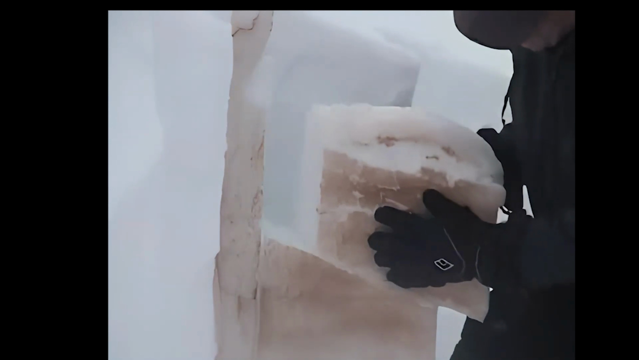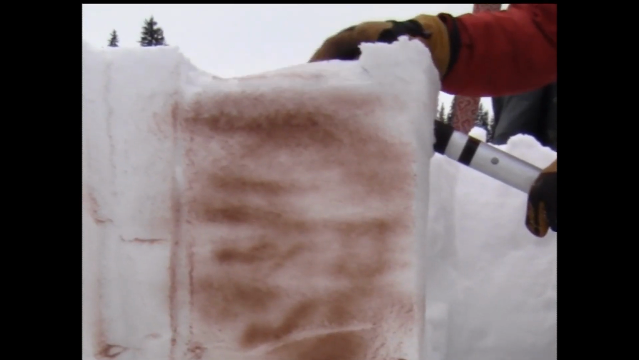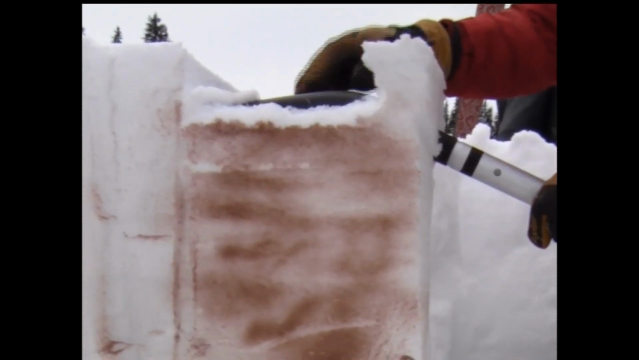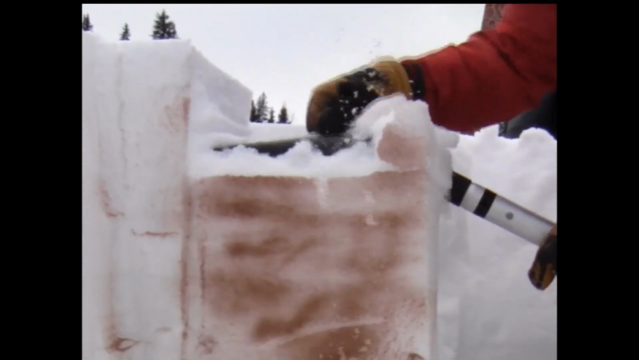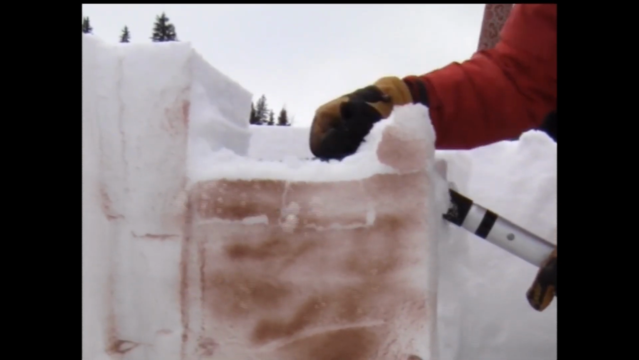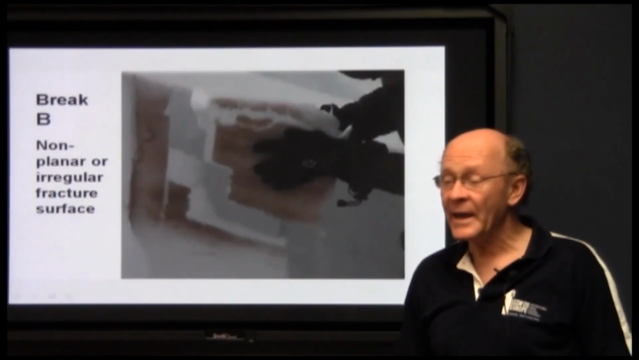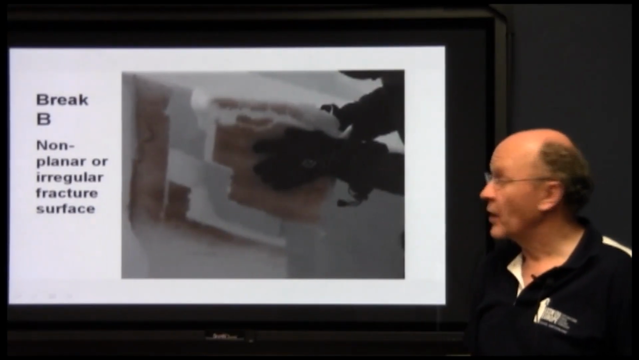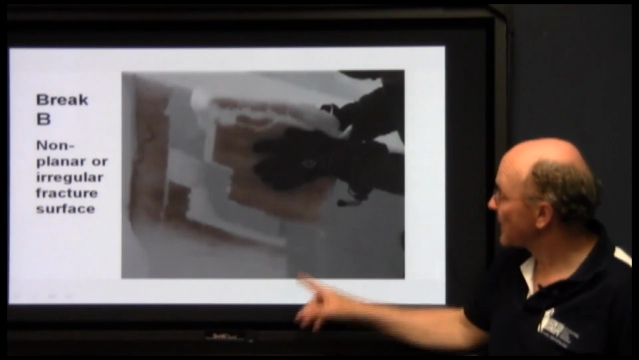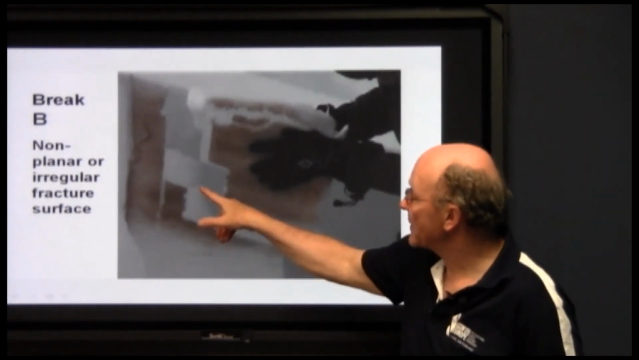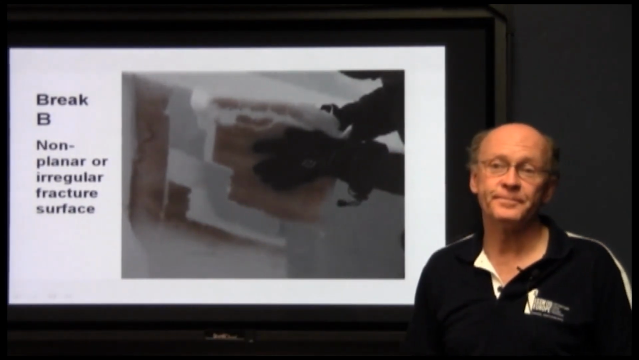Near the top of this column, there are two more RP fractures in which more than one tap is required to drive the crack across the column. A break, or a B, is a non-planar or irregular fracture surface. So this example here is not planar. Breaks are fractures that are either irregular or non-planar. This fracture is both non-planar and irregular.